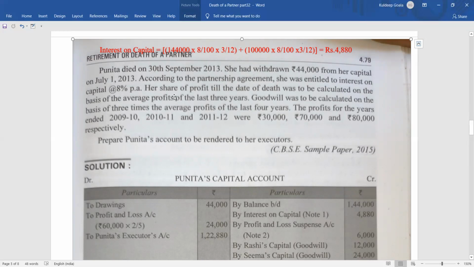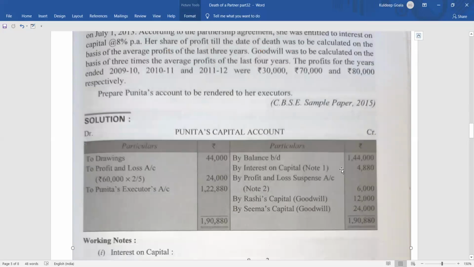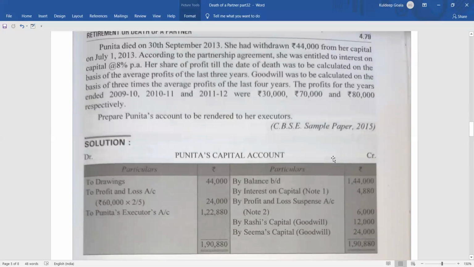Okay. Then the next one is, she was entitled to interest on capital of 8%. So we already calculated, so it is 4,800. So it is by interest on capital, 4,800. Okay. After that, according to the partnership deed, she was entitled to interest on capital of 8%. That has been given by interest on capital, 4,800.